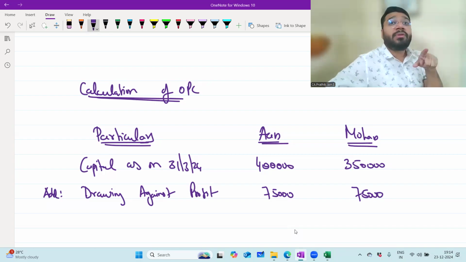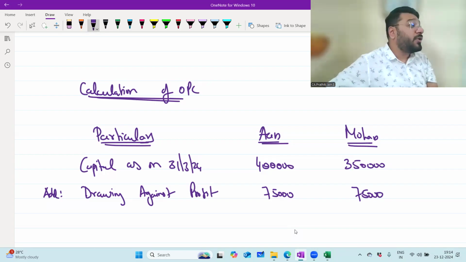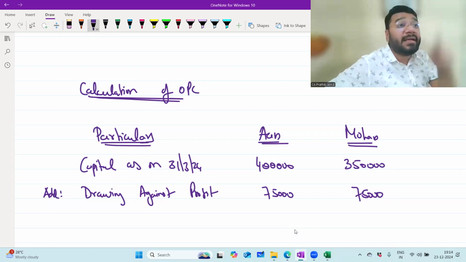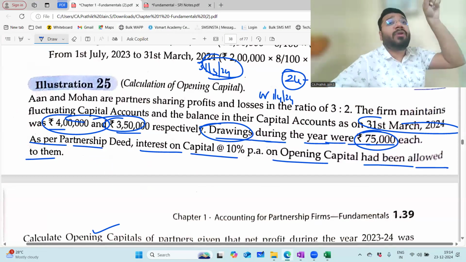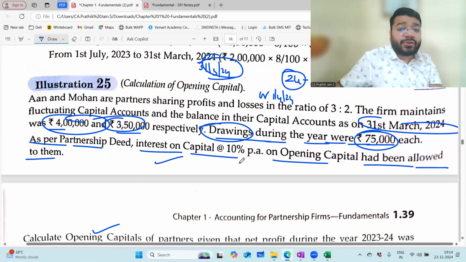Okay. Now, you identify those items which are being credited in the partner's capital account. Which are all the different items that have been credited to partner's capital account? Please tell me. Interest on capital. Salary, commission, remuneration? No. Profit. Interest on capital? Yes. Interest on capital on the opening capital has been allowed to them.